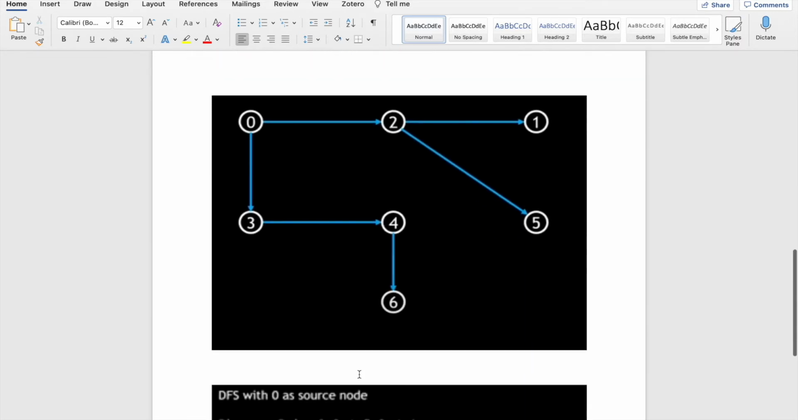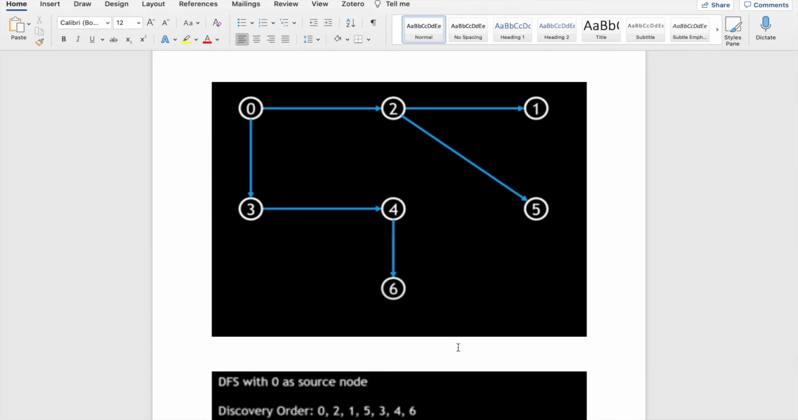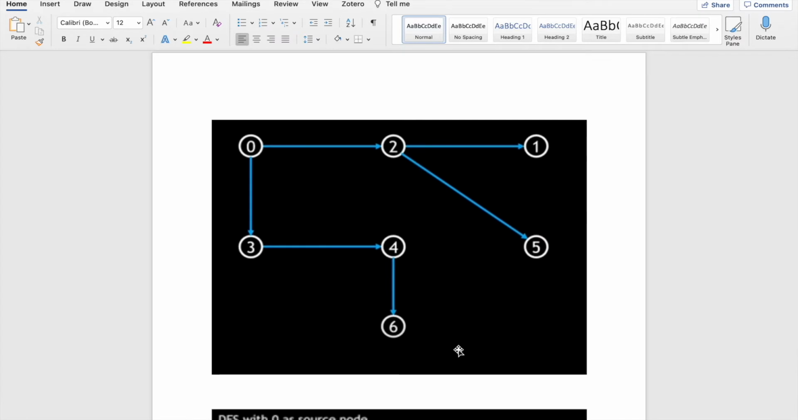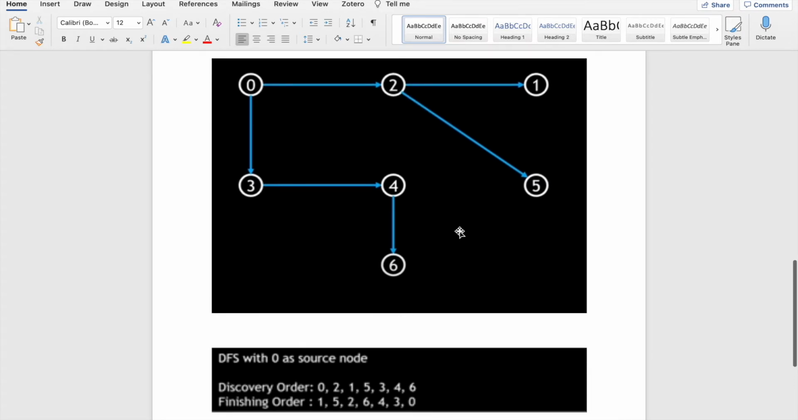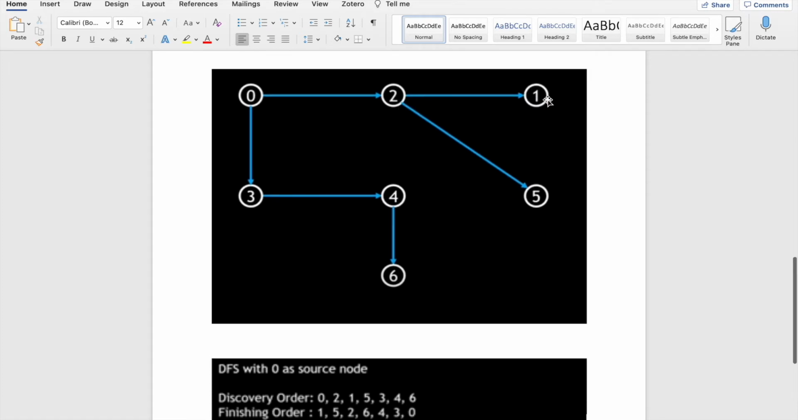Now the second concept that I was telling you about is the finishing time. In this graph you are going to find two things: first, the DFS discovery order, and second, the finishing order. The discovery order is when you start from 0 as the source vertex. So you go from 0, then you traverse its adjacent vertices. For example, you go to 2, so 2 comes here. Then after 2 you traverse its adjacent vertices, so you go to 1.